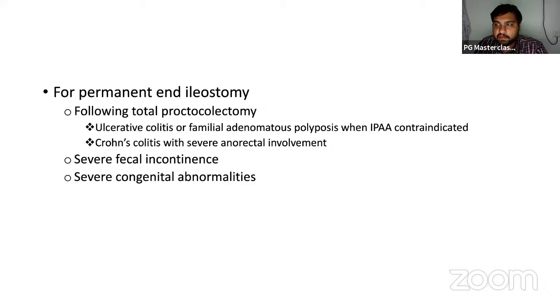In severe congenital abnormalities, as in involvement by Hirschsprung disease for the entire colon, then we have to go for permanent end ileostomy by doing subtotal colectomy or proctocolectomy.